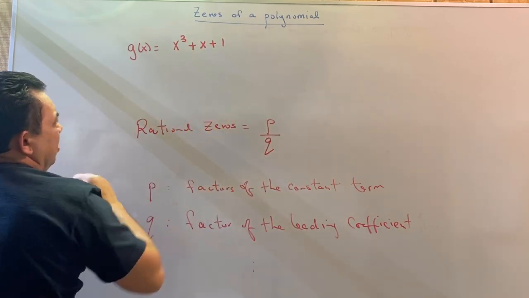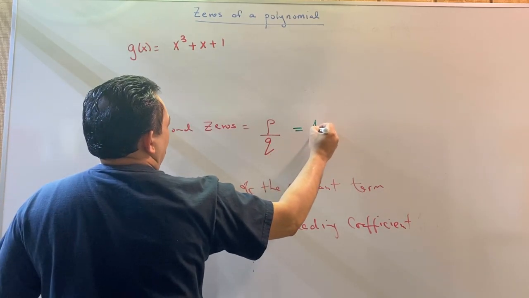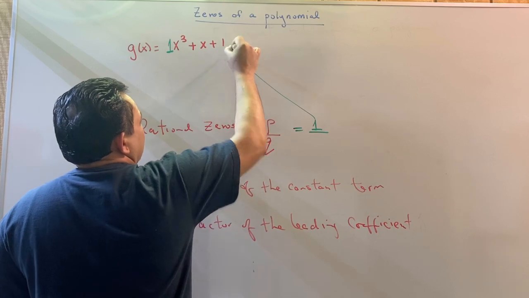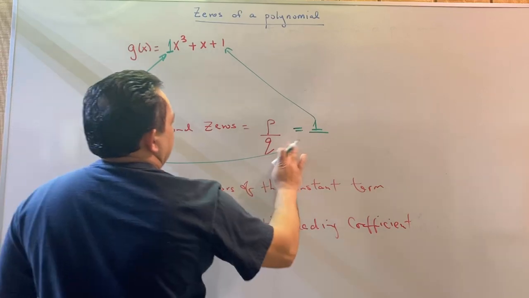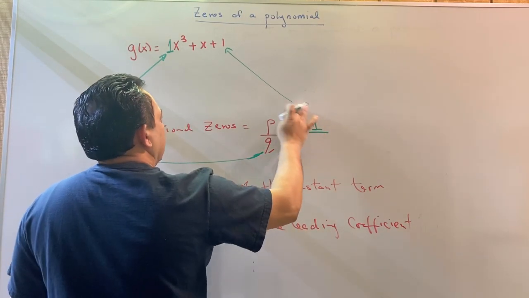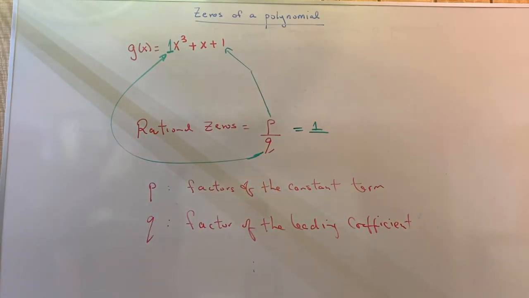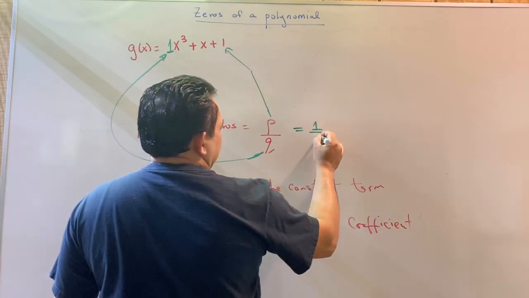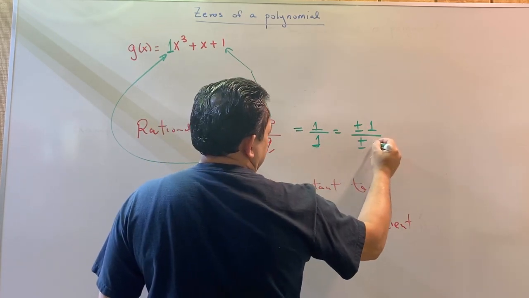So in this example, if we use the rational zero test, p is equivalent to 1 and q is also 1. Here is my p and this is my q. Factors of the constant term, here is my constant. Well, what are factors of 1? The factors of 1 happen to be plus or minus 1.